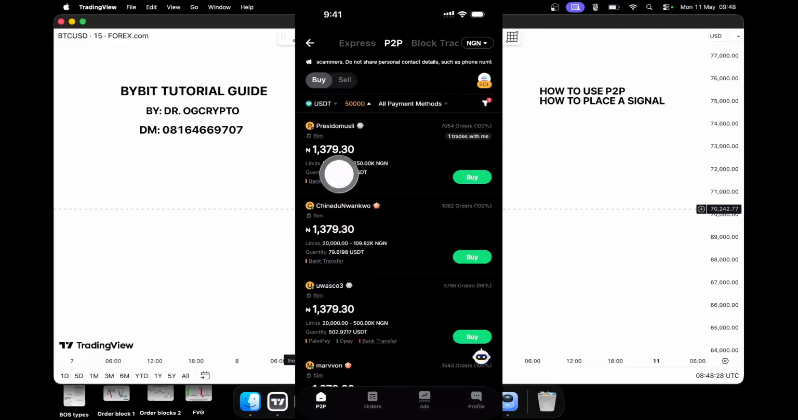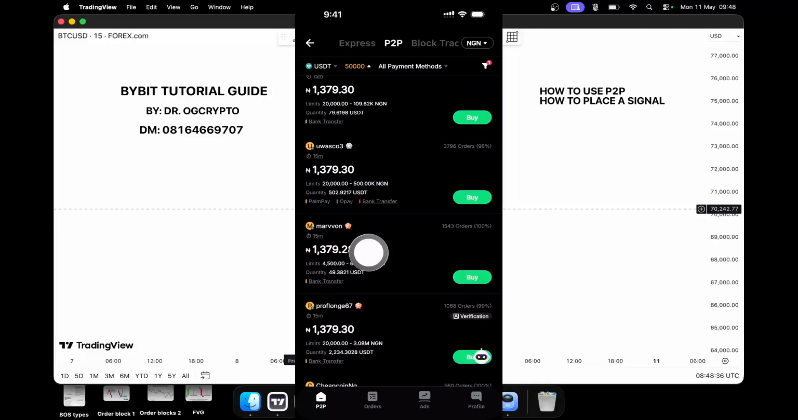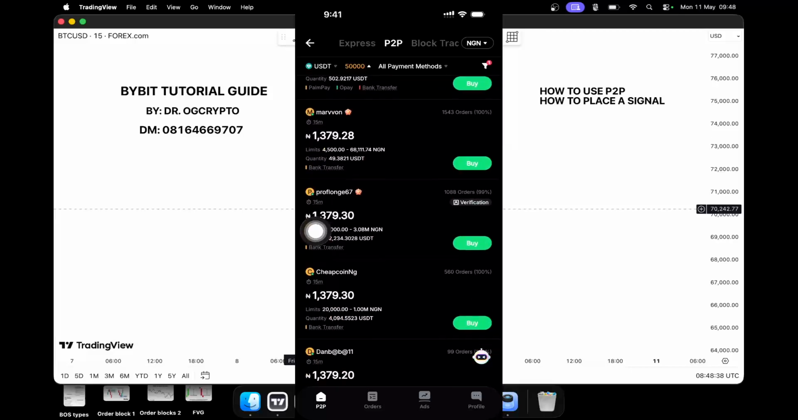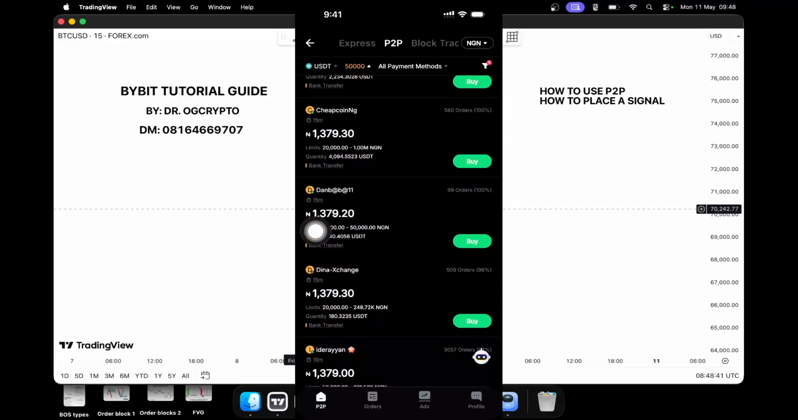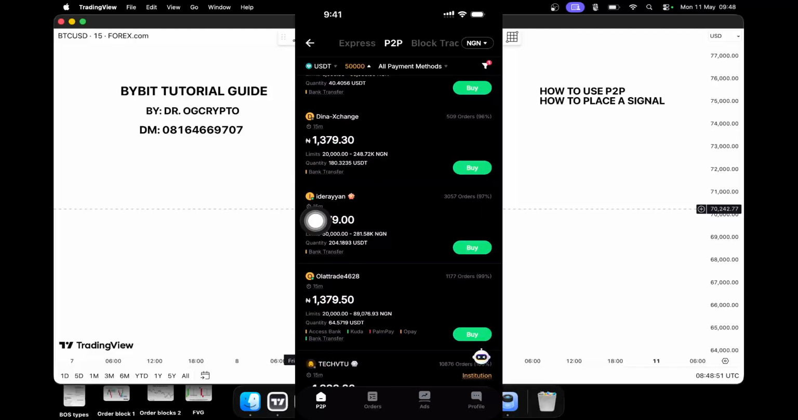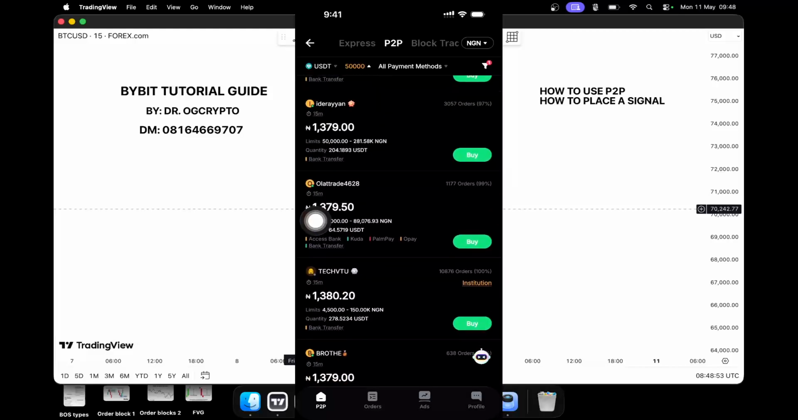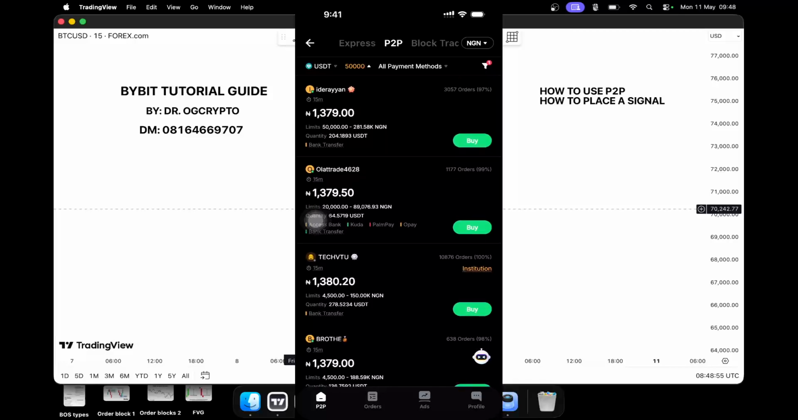And then another thing you check is the rates. Is everything the same? Look at this one: 1379.3, 0.3, 0.3, 0.2, 0.3. You understand? So it's not that far-fetched. But if you see that everybody is listing at 1379, and you now see someone that is listing at, let's say, 1350, it means that person probably wants to scam you or so. You understand? So that is that about that.